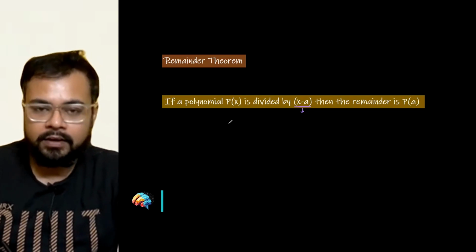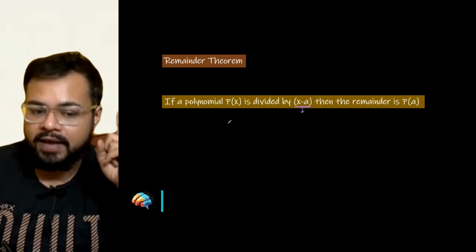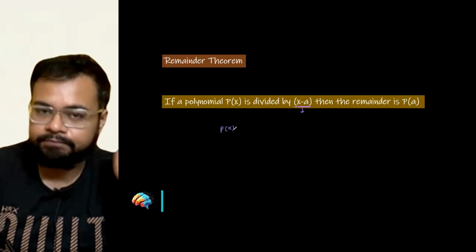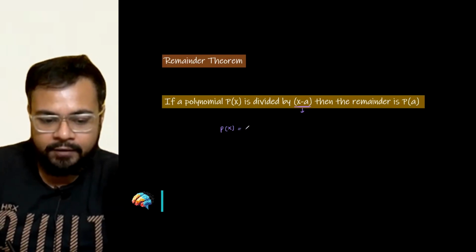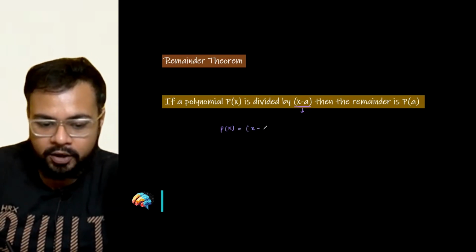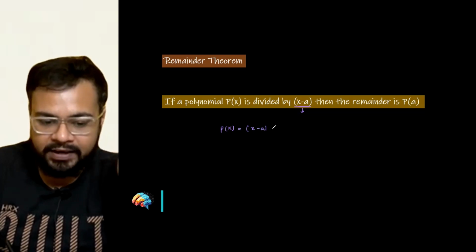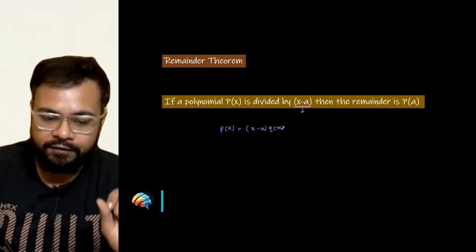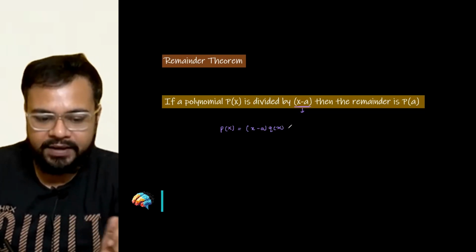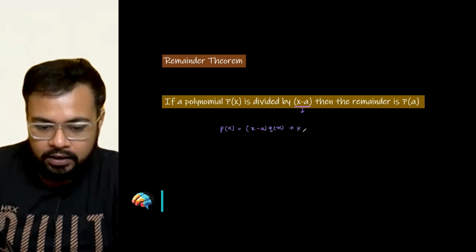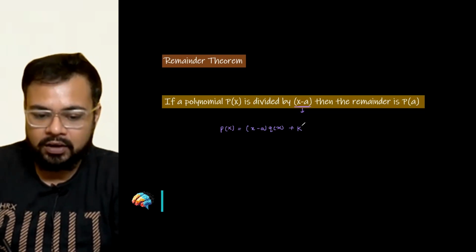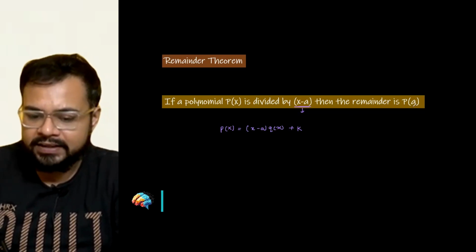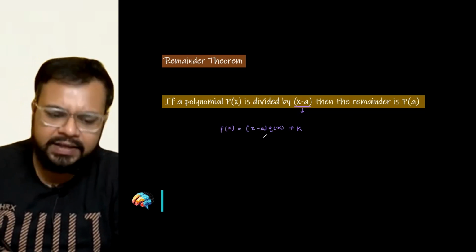How does it come about? Let's go back to the previous concept we have learned. By the division algorithm, any polynomial p(x), when divided by a linear polynomial, that means the divisor is x minus a, should give you some quotient, and we don't care what it is. It could be of any degree, definitely less than p(x), plus a constant. Now let's see what the value of p(a) is. They are saying that the remainder is p(a).